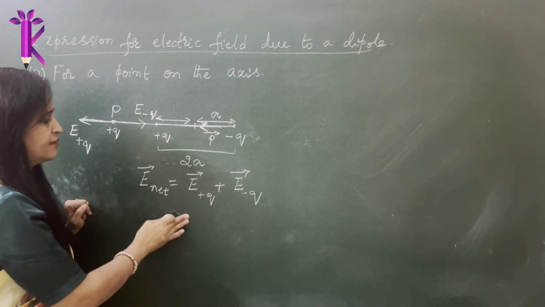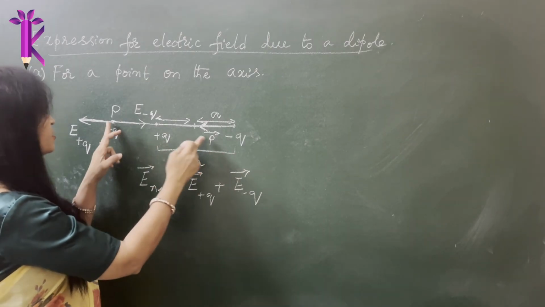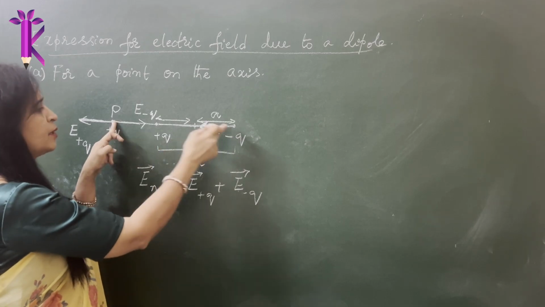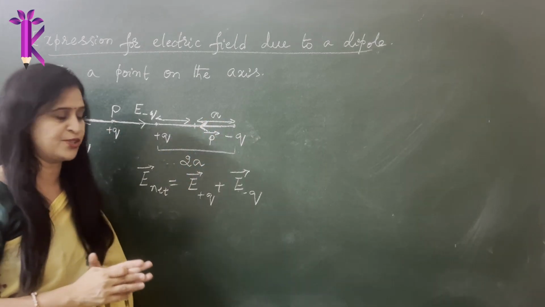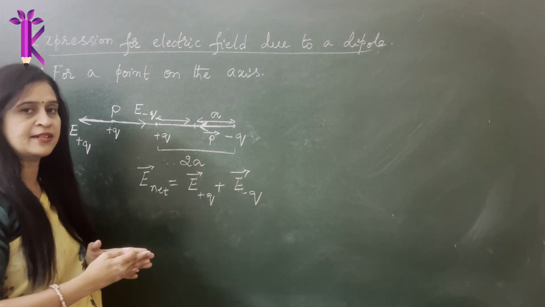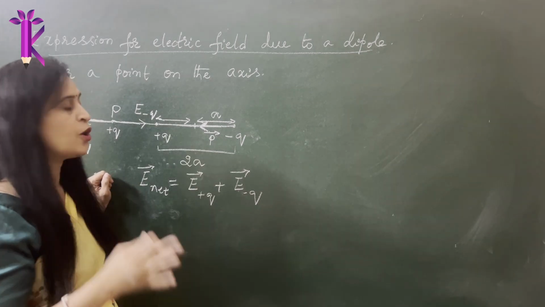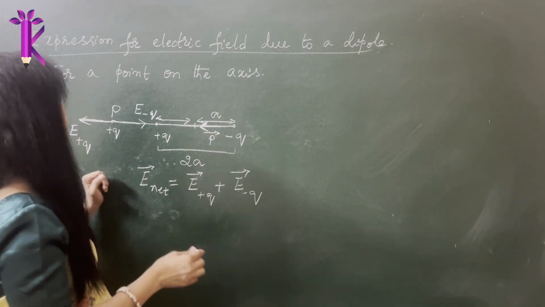Unless you are writing it in the vector form, you take the direction as well. So divided by the distance of separation between the point P and the charge minus q. Here I will take a pause. I want you to experiment and arrive at the expression. In some time I will reveal the answer. Well, I hope you are able to arrive at the expression. If not, here's the reveal.